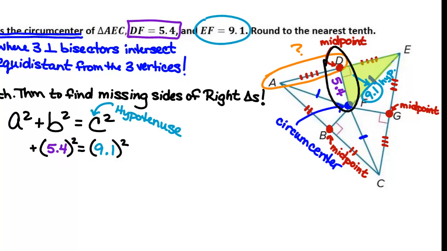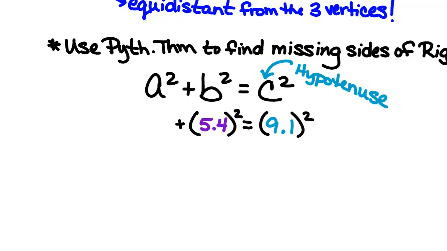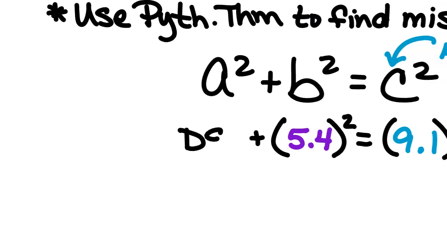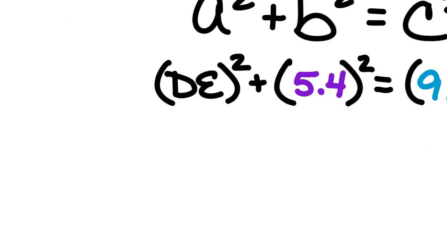See, DF would be this. That's the one that's 5.4. What'd you say? I thought I heard somebody say it. DE. This side right here is the other side of that green triangle. So DE. Close my parentheses and square it. Now I need some help with calculators, guys. We have to take 5.4 and square it.